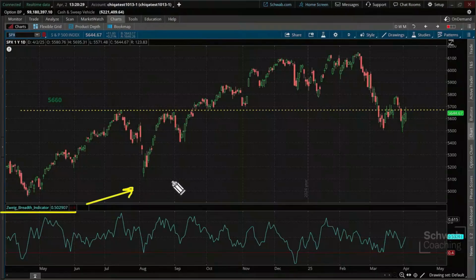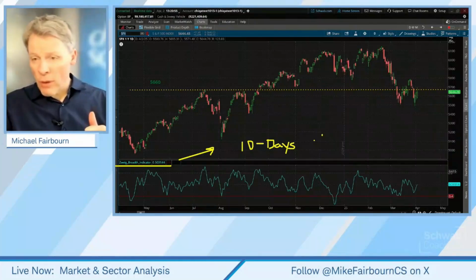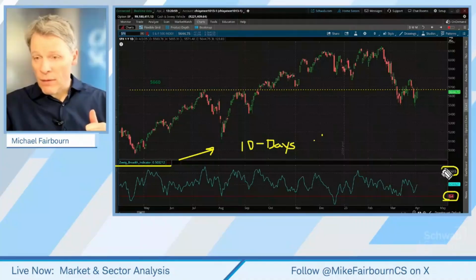But what the Zweig does is it takes a look at a 10-day period. Over those 10 days, it looks for advancers significantly outpacing decliners. And what does that mean? According to, I believe it's Martin Zweig, it's 40 or 0.4 on the chart. You can see 0.4 down here. And then there's a 0.615.